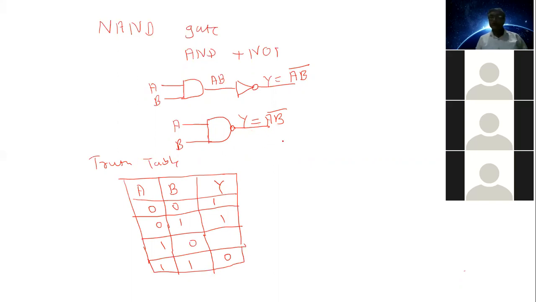NAND gate and NOR gate are the derived gates. NAND gates and NOR gates are the derived gates. We can construct AND, OR or NOT from the NOR gate and NAND gate.